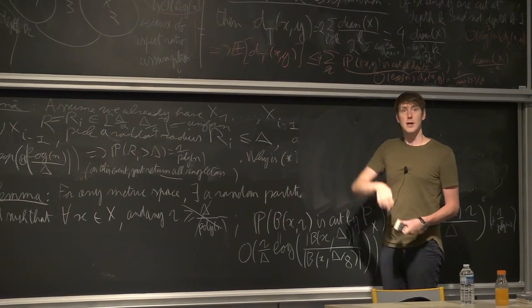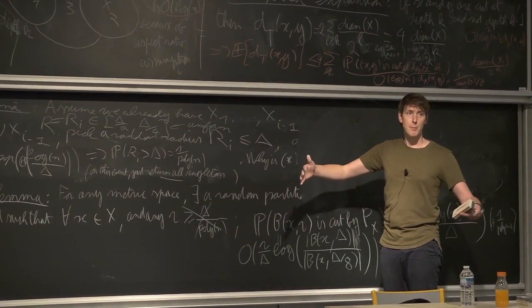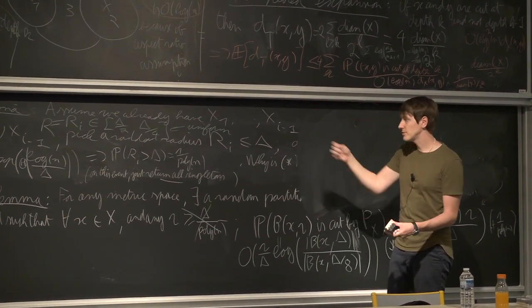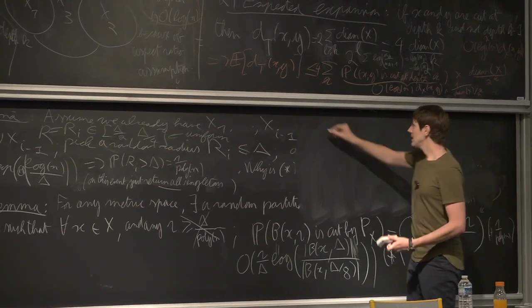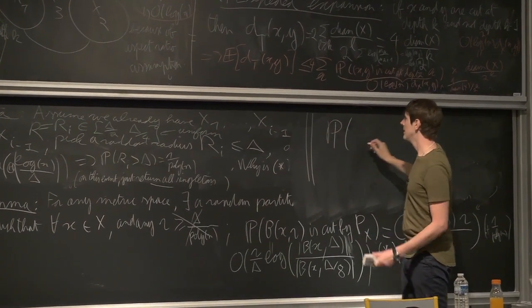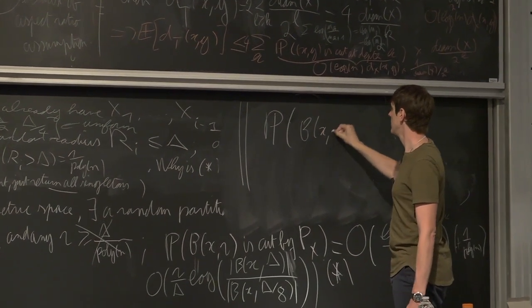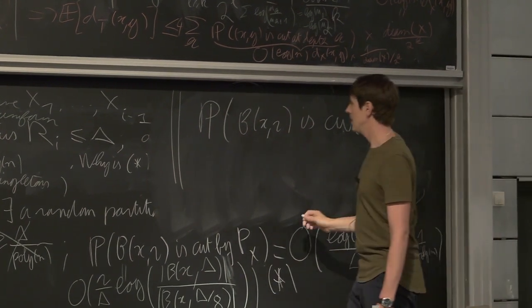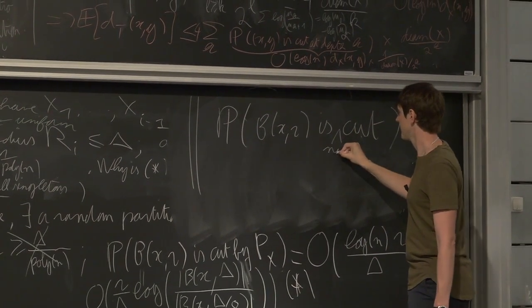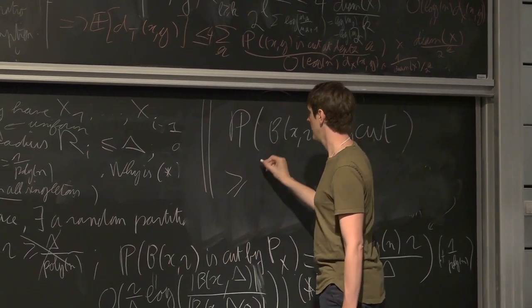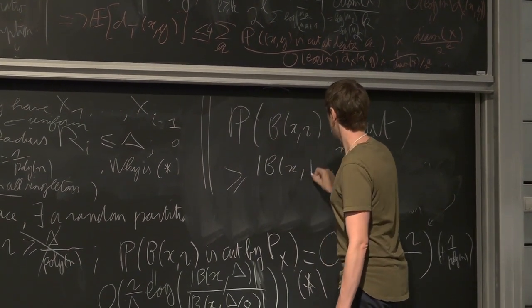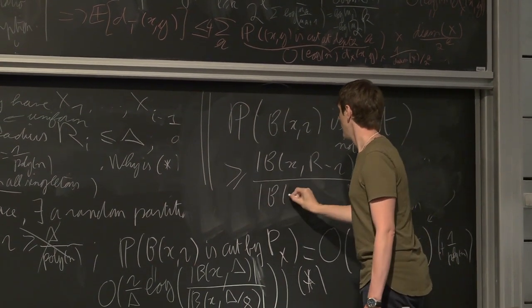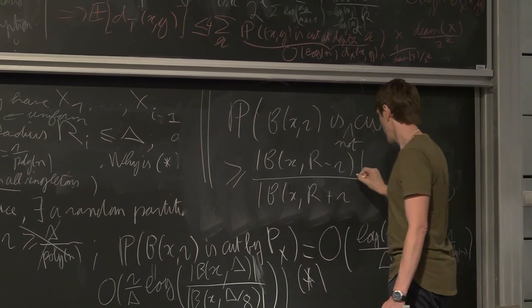And the way I do it is that I first pick a point at random. I put the ball there. I pick a point at random which is not covered. I carve the ball, and so on and so forth. And what I want to say is the probability that B(x, r) is not cut is at least the size of B(x, R minus r), capital R minus little r, over the size of B(x, R plus r).